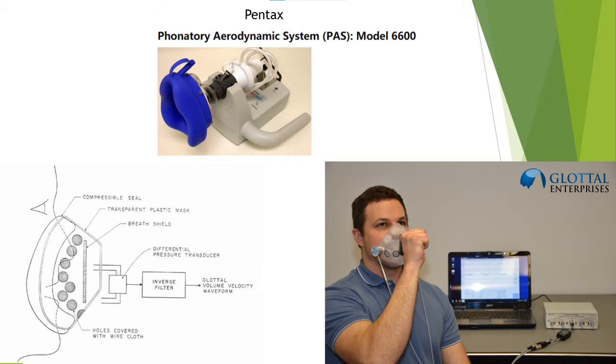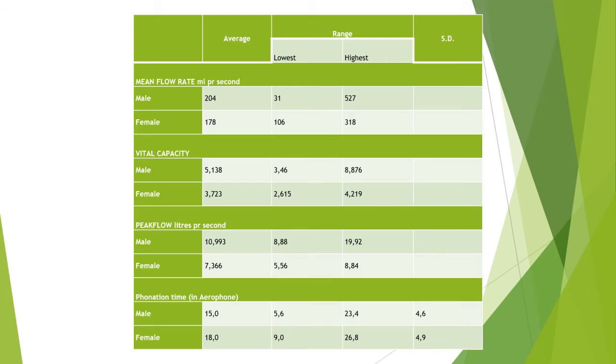For example, the Phonatory Aerodynamic System PAS 6600, K-Pentax. They propose various protocols, including an estimation of voicing efficiency. Due to lack of precision, we have not used this method very much. How to develop the machinery so the precision becomes better is a big question.